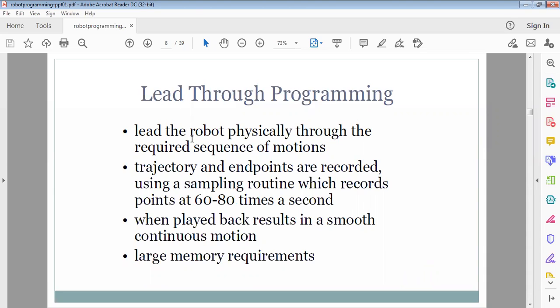So you lead the robot physically. Okay, you can lead the robot physically through the required sequence of motions. So trajectory and endpoints are recorded using a sampling routine, which records points at 60 to 80 times a second.